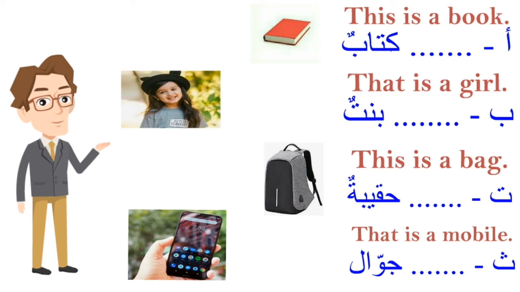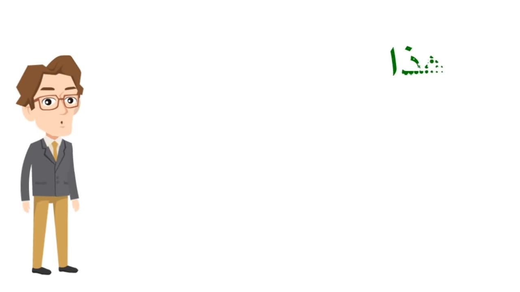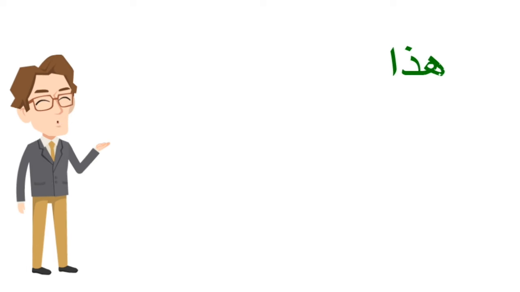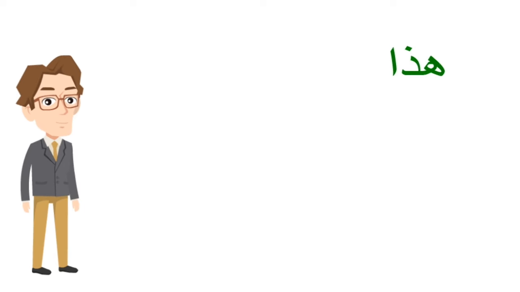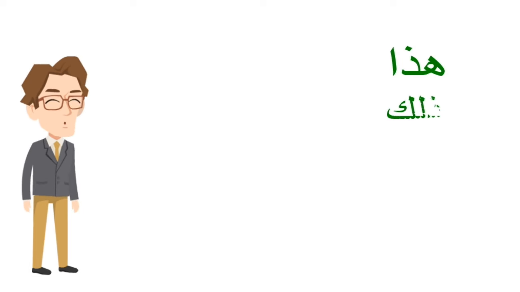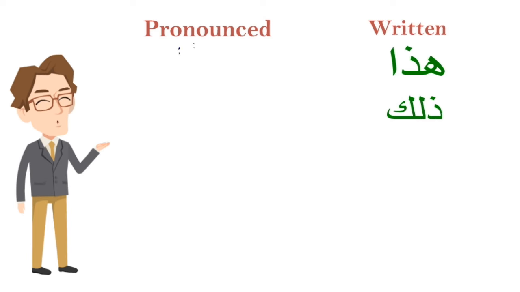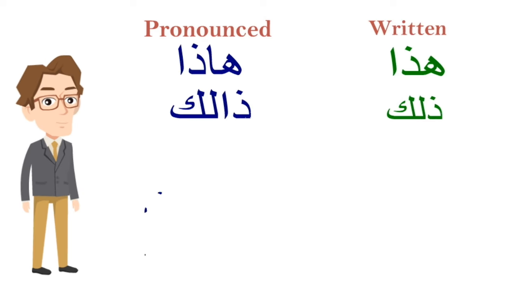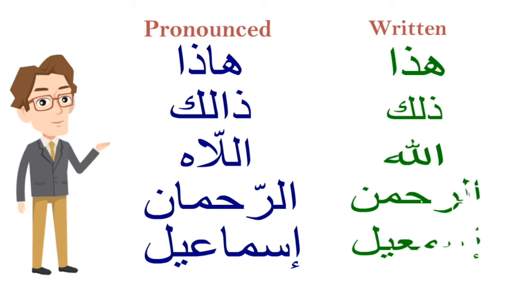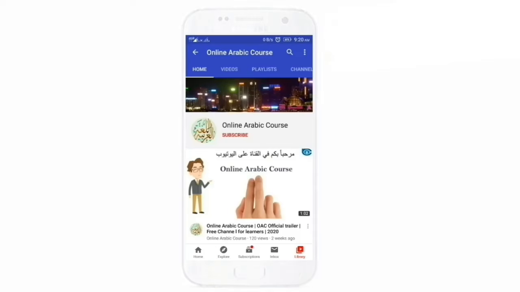And the interesting fact you are waiting for is there are few words in Arabic language where alif is missing. Alif is omitted. And the hadha wa dhalika, one of them, we write like this, but we pronounce like this. And there are some more words like Allah, Ar-Rahman, Ismail. I hope you understood well.